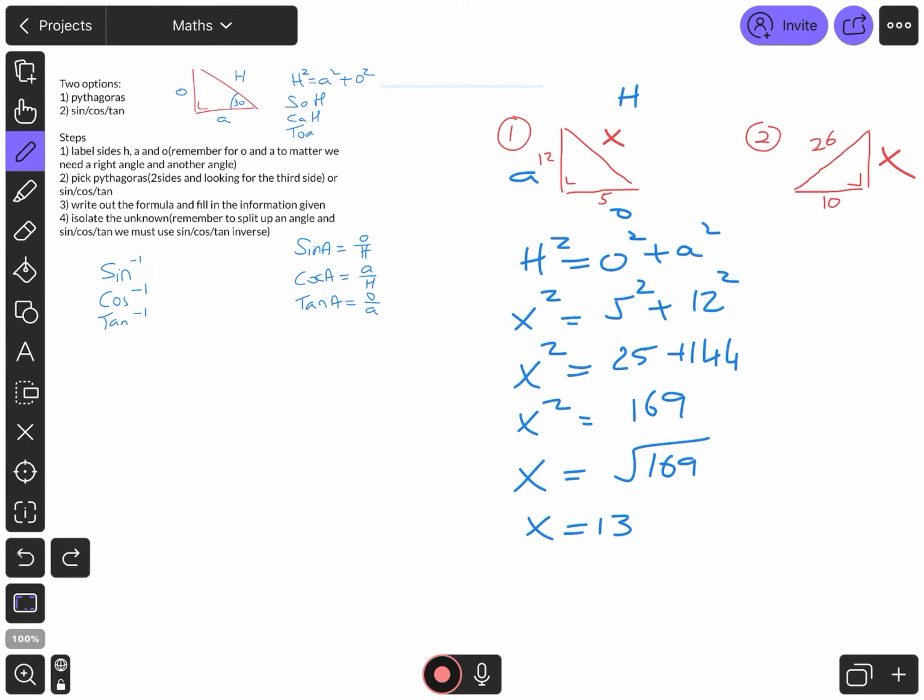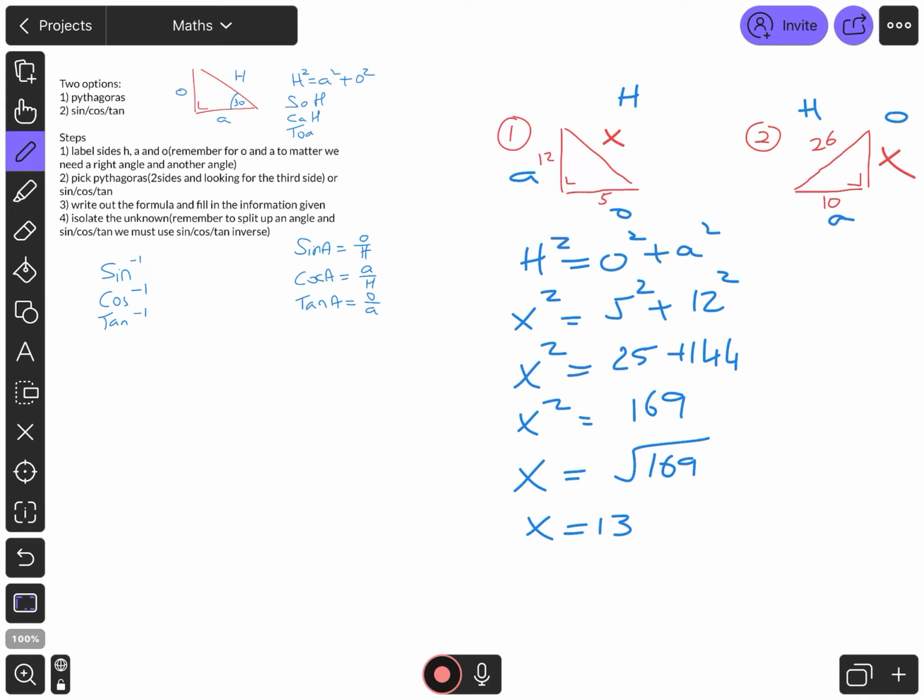Second question then, so if you want to pause the video, you can try that second question yourself. I'm going to go ahead and do it now. So first step, again, looking at my steps up here. First step is label H, O, and A. I know H is going to be opposite the right angle. There's no other angle given, so I'm going to call them whatever I want, O and A like that. Okay, there's my first step.